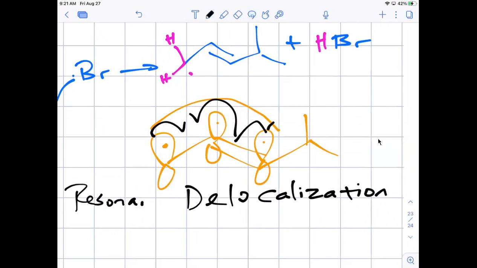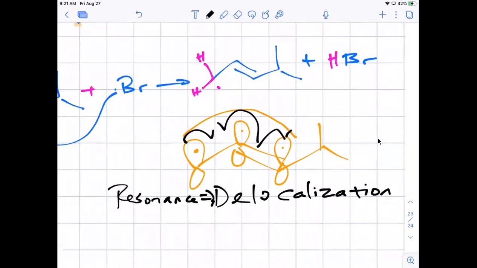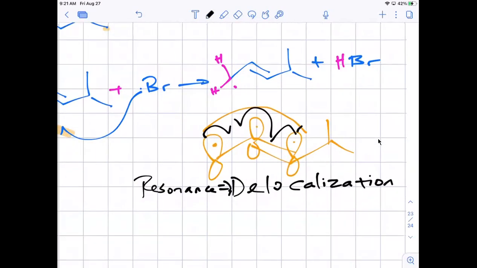Right, and I know this is heavy from part one, because resonance is a big part of learning part one. So anytime you have an allylic system, it can be a radical, a cation, or an anion, it doesn't matter. It's going to do resonance in order to stabilize either the charge or that unpaired electron.